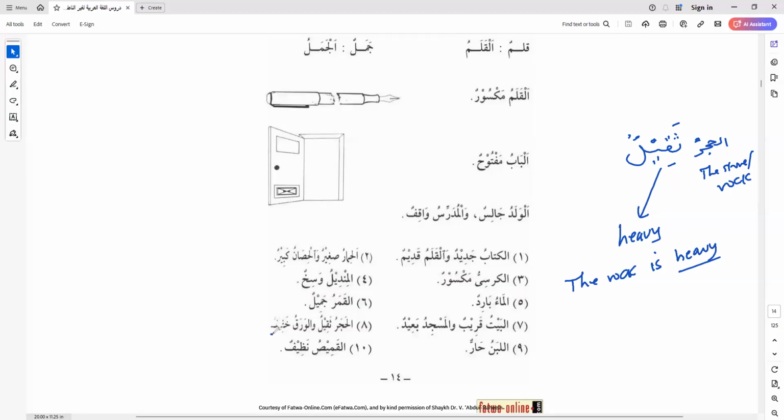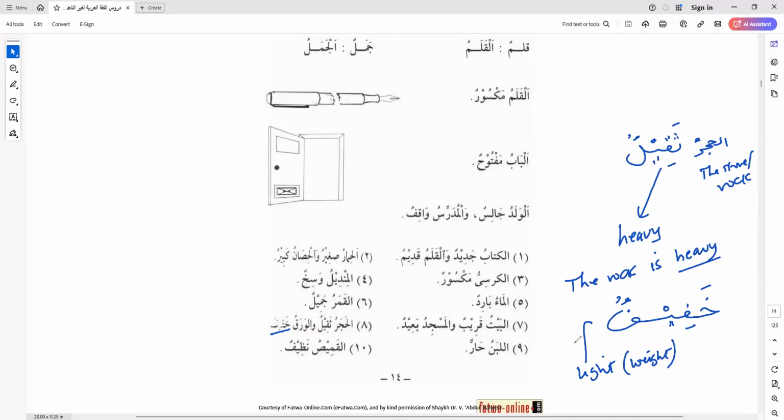And this word didn't appear very well. It's khafifun. Khafifun is light, and that's the opposite of heavy. This light, we are talking about weight. It's not current or electricity light. If something is light in terms of weight, we say khafifun. Al-hajaru thaqilun. The rock is heavy.